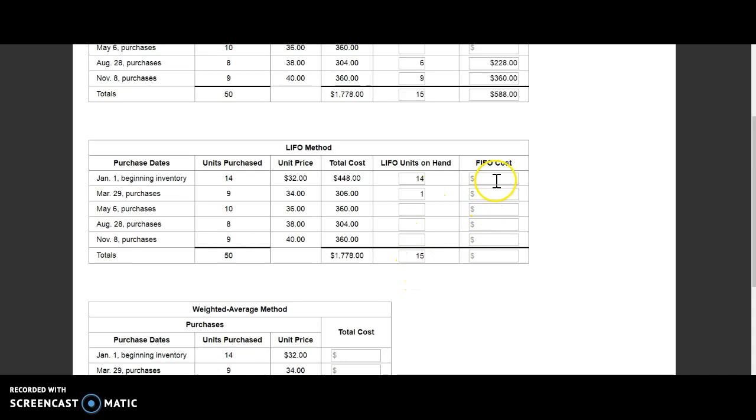I need to figure out my, this should say LIFO, not FIFO, my LIFO costs. I have 14 at the price of $32, which will be $448. And then I have 1 at the price of $34, which is simply $34. I'm going to add 448 plus 34 to get my LIFO cost of $482.